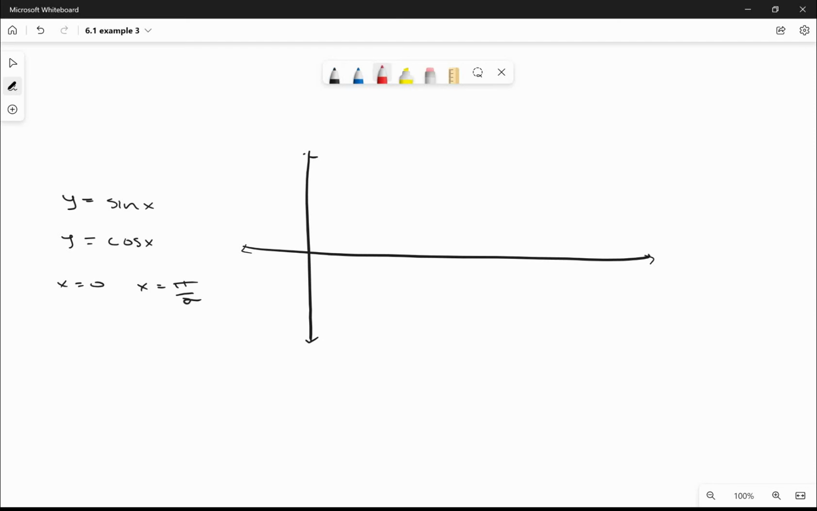Let's do it in red, right? It looks like this. That's our y equals sine of x, and that is from 0 to 2 pi. So really we only care about this portion here, which is between 0 and pi over 2.